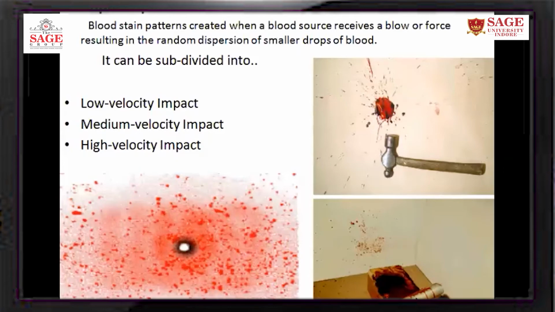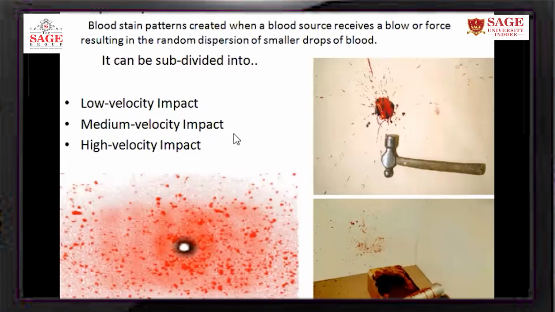If this is a butcher knife, this area is where the butcher cuts the chicken. You can see the density is less with low velocity impact. It is a little higher in medium velocity, and it is really high in high velocity impacts. So looking at the spatter formation, you can say whether a low velocity, medium velocity, or high velocity impact was used to create the injuries which caused these blood spatters.